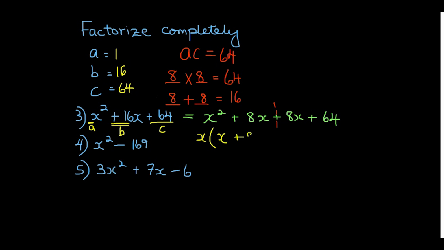Lovely. So completely factorized form of the first part, x into x plus 8. What next? Right. Lovely. So you're going to factor out a positive 8 here. Lovely. Alright. So look at this one. You'll notice that we have x plus 8, and then you still see an x plus 8.